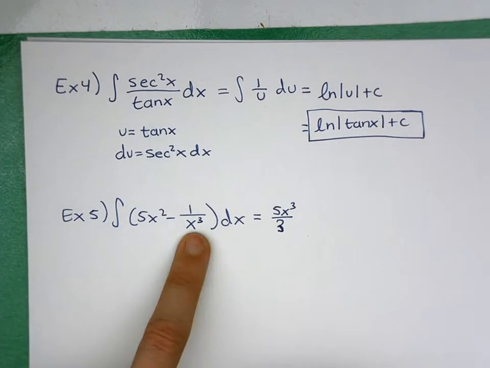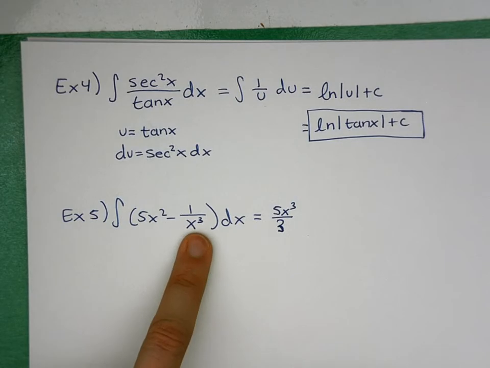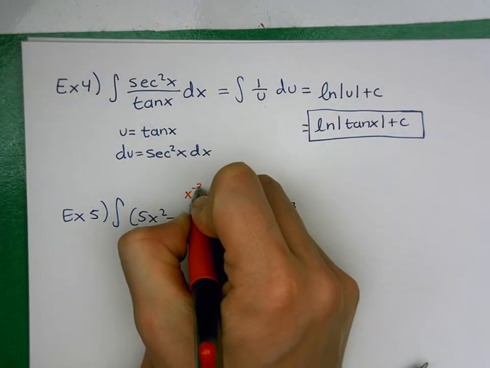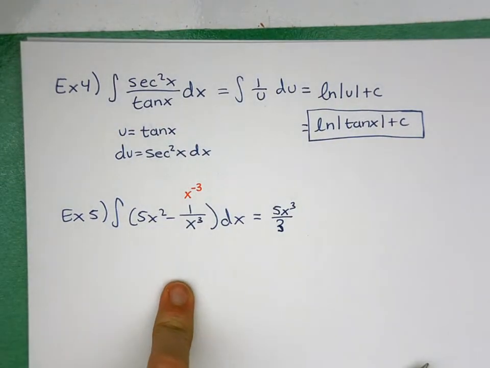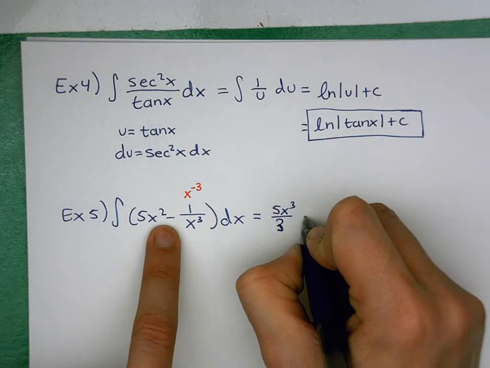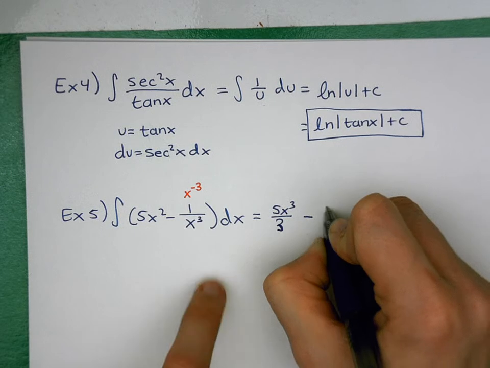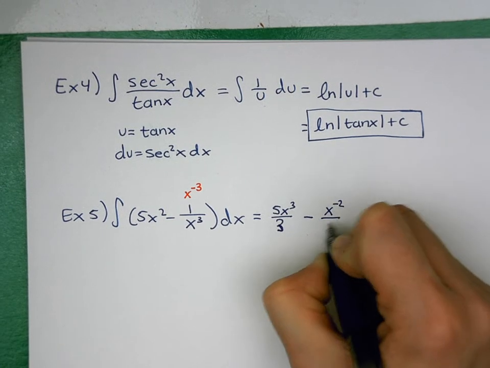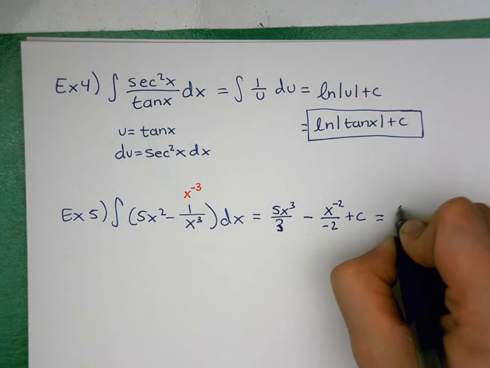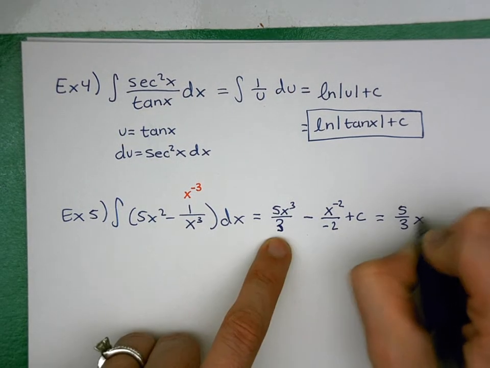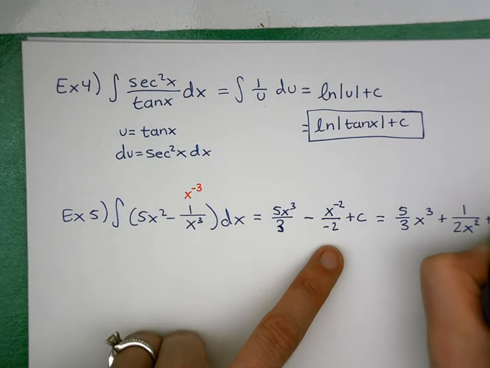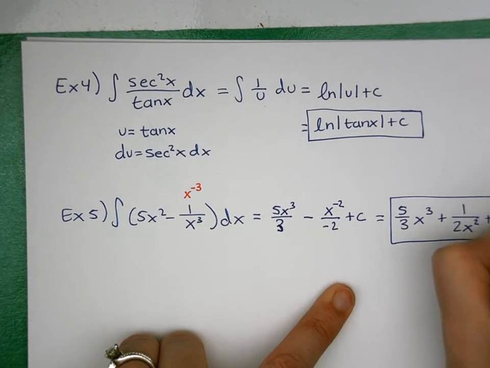This is actually power rule as well because x cubed can be rewritten as x to the negative 3. And I am able to add 1 to the exponent, so that minus will stay. Add 1 to the exponent, we get x to the negative 2, and divide by the new exponent. So this just happens to be power rule. 5/3 x cubed plus 1 over 2 x squared.